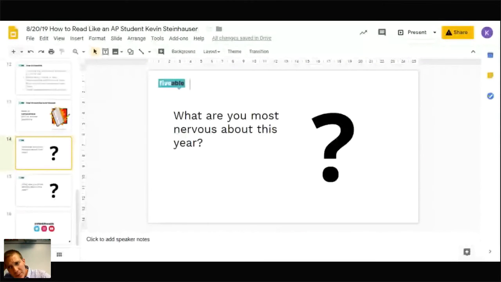I got a couple popping up. So Hannah, let's read yours. "So worried about analyzing text effectively during the multiple choice. Definitely about how to write in accordance to college work." Okay, so kind of both, right? Reading and writing. Totally makes sense.